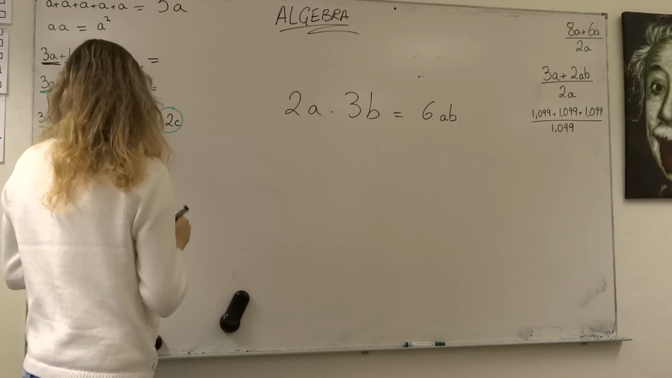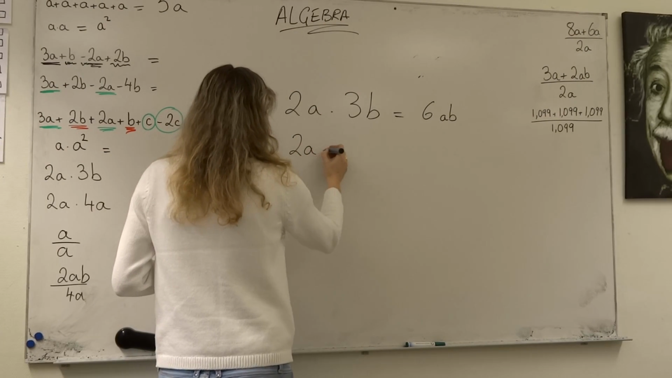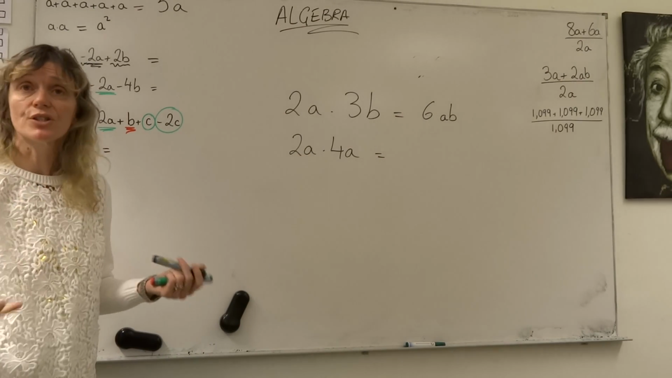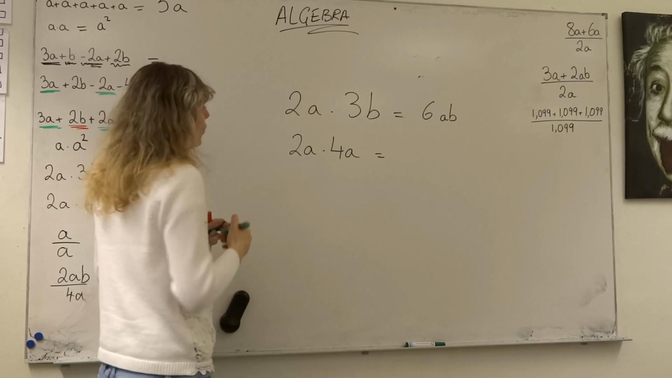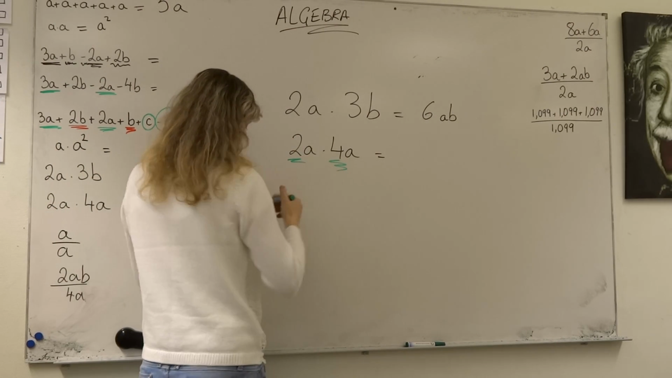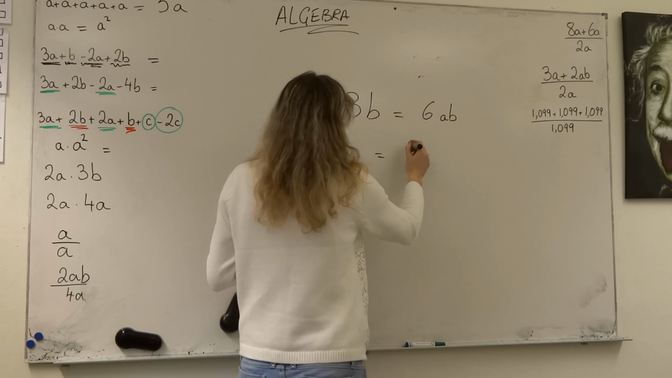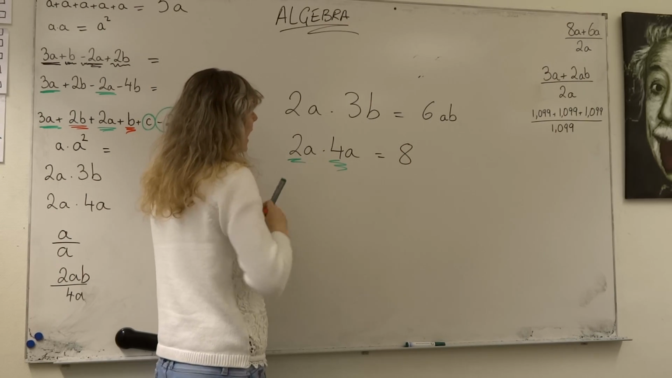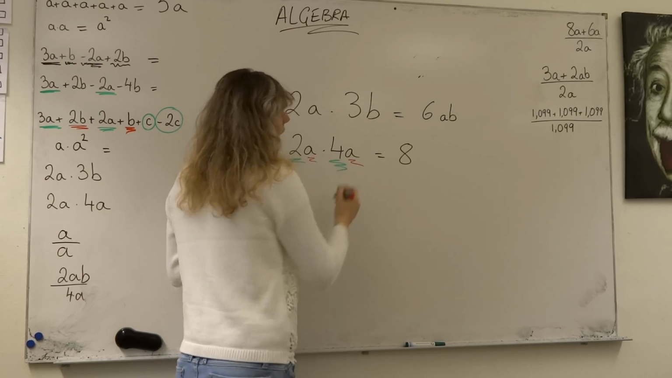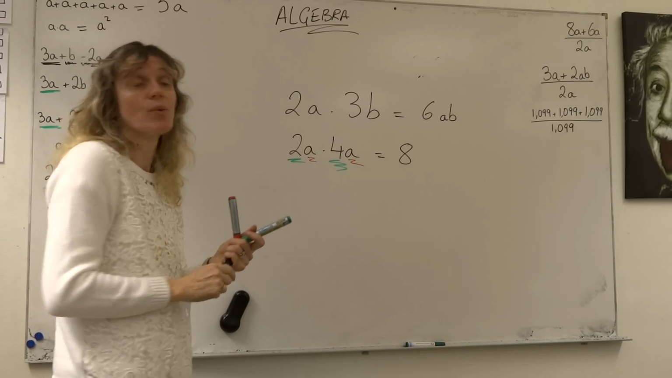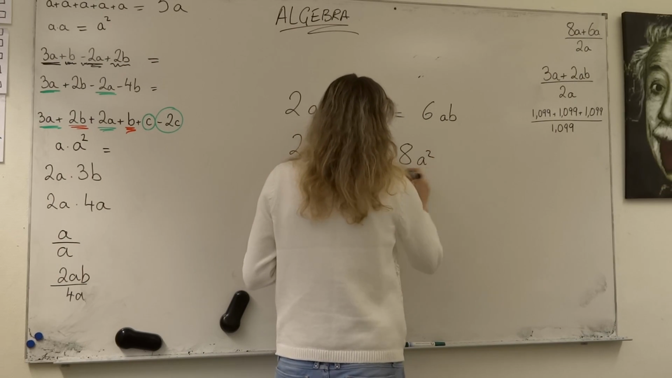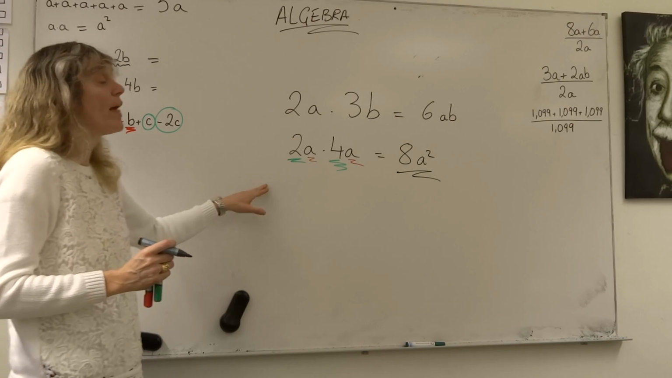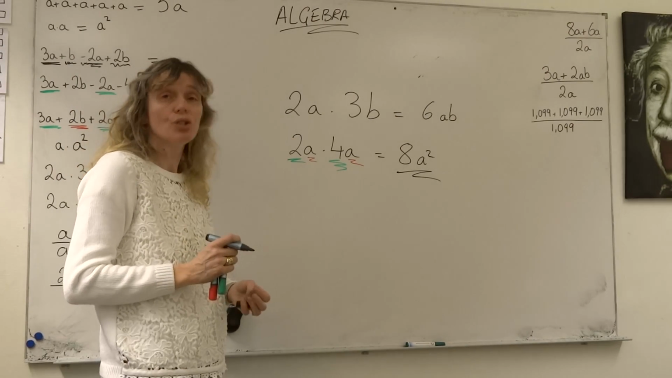What do we do then if we have 2A times 4A? Well, we multiply the numbers together first as though it's a normal multiplication. We do 2 times 4 is 8. And then we do A times A, and we know that A multiplied by another A will give us A squared. So the answer to this one is just 8A squared. And it can be simplified, and whenever it can be simplified, you should simplify it.